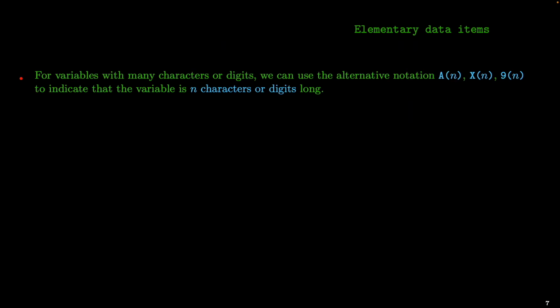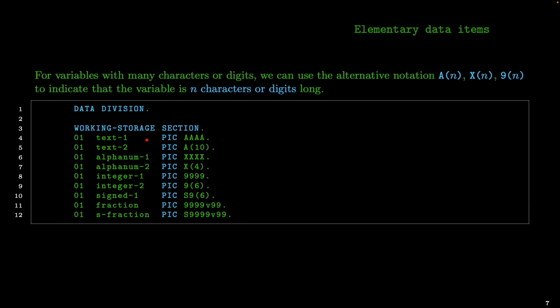We can use a different notation for variables with many characters, because it might be too tedious to always type out the A's or the X's for every character that should appear in our variable. So we can just use a number following the type A, X or 9 to indicate how many characters or digits our variable should be long. So A n means we have an alphabetic string with n entries, but of course for n we actually have to substitute a fixed number in our COBOL code. We cannot let this depend on a variable because, as I said in the beginning, all the memory has to be allocated before the program starts.